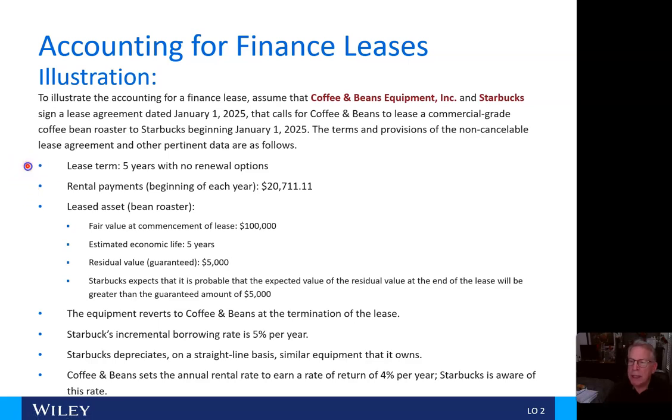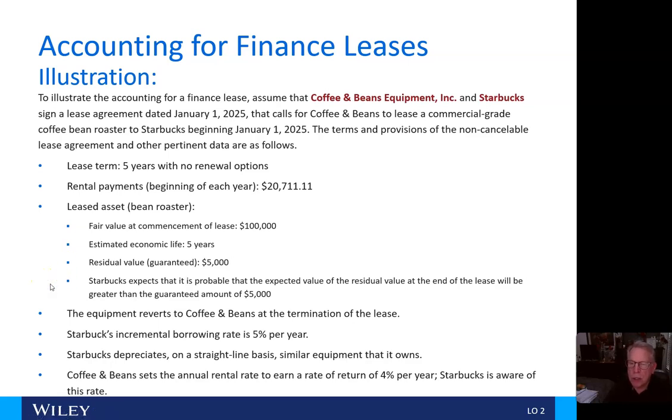Number 1. The lease term is 5 years with no renewal options. Number 2. Rental payments at the beginning of each year are $20,711.11. Number 3, the leased asset, that's the bean roaster: 1, has a fair value at the commencement of the lease of $100,000. Number 2, its estimated economic life is 5 years. Number 3, the residual value guaranteed is $5,000.